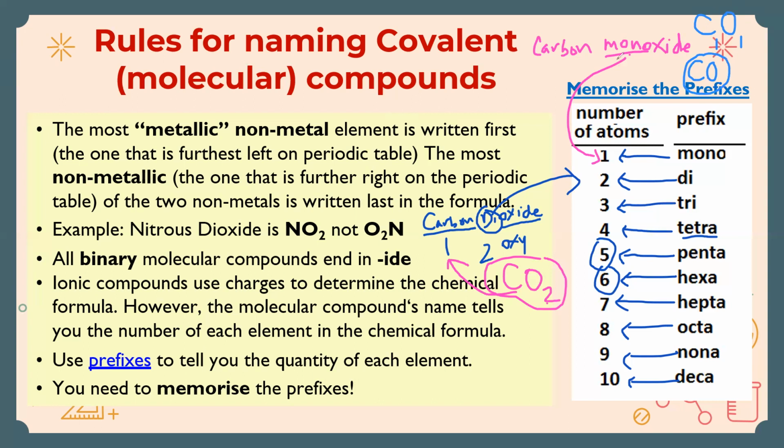So you can see, even though they look similar and sound kind of similar, because of the different prefixes that these two covalent compounds have, the number of oxygen atoms in the chemical formula is different as well. If we were to ask you to draw this out, you would have 2 oxygen atoms in carbon dioxide, but only 1 oxygen atom in carbon monoxide.